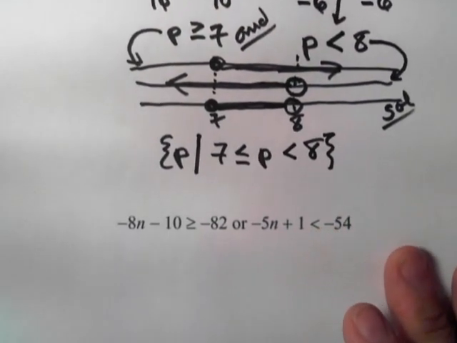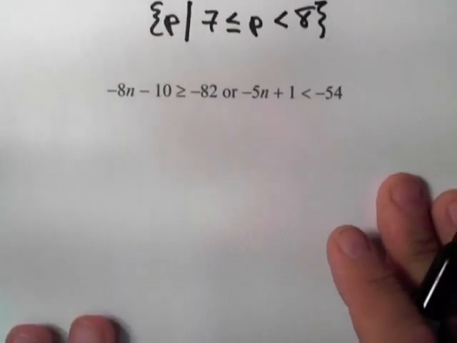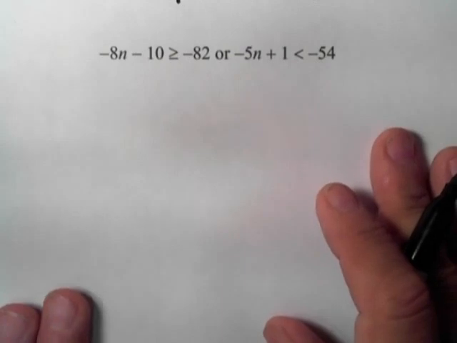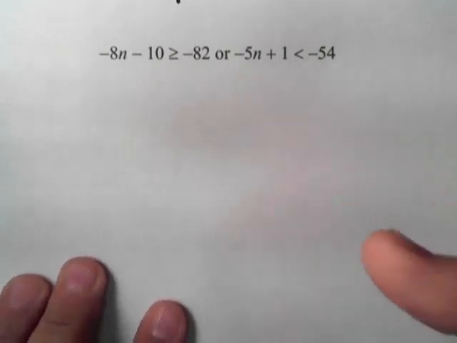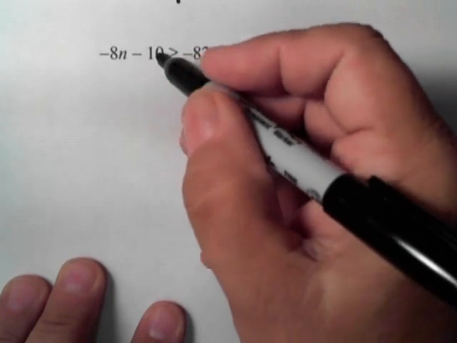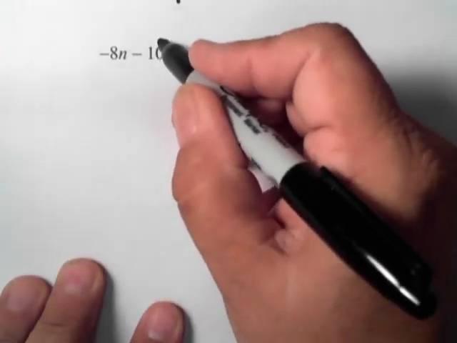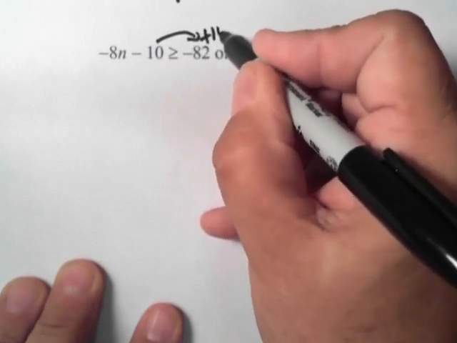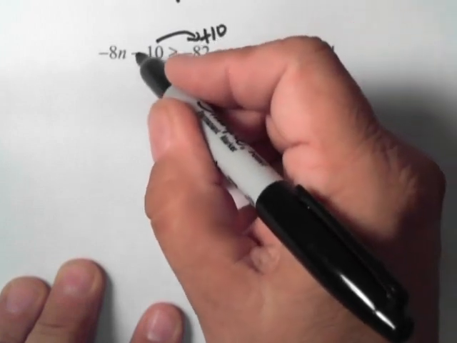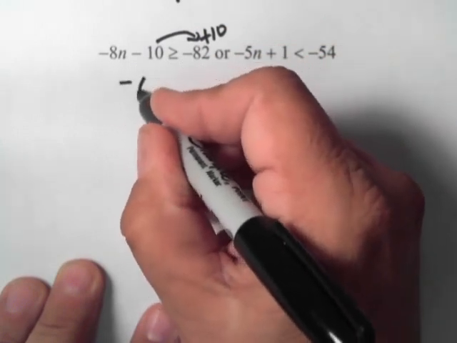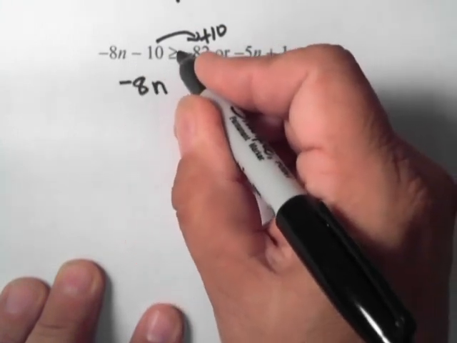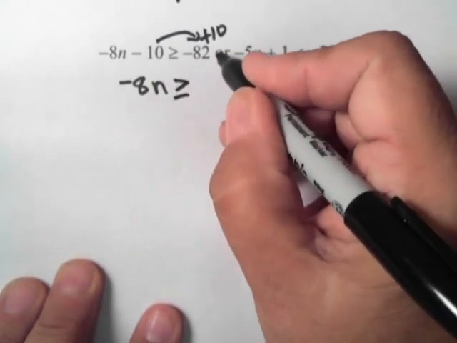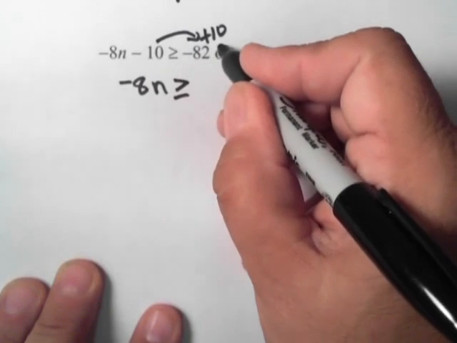Okay, let's look at one last example, and it's an OR guy here that needs a little bit more cleaning up. And so that's the first thing we're going to do, as always. On the left side here, the negative 10 needs to go over as positive 10. So I have negative 8n is greater than or equal to, and let's see, negative 82 plus 10 looks like negative 72.